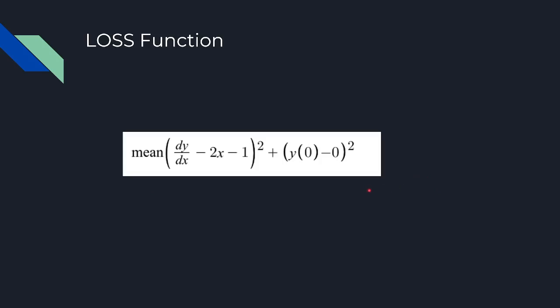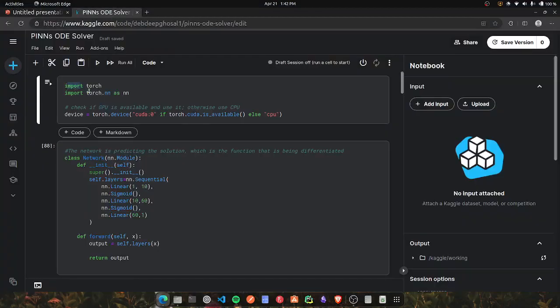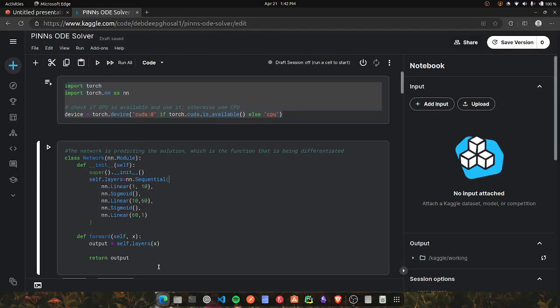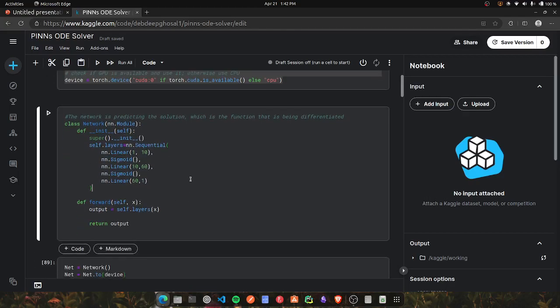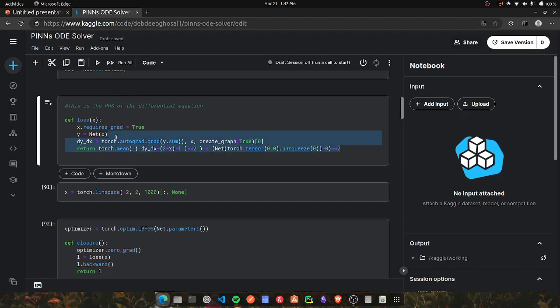Okay, now let's jump into the code. So here we're importing torch, and this is the model that we'll be using. This is the neural network. It has 3 layers, and we are using sigmoid activation functions for it. Here we are creating an instance of the model. This is the loss function. This is one of the most important parts of any PINN: defining the loss function.